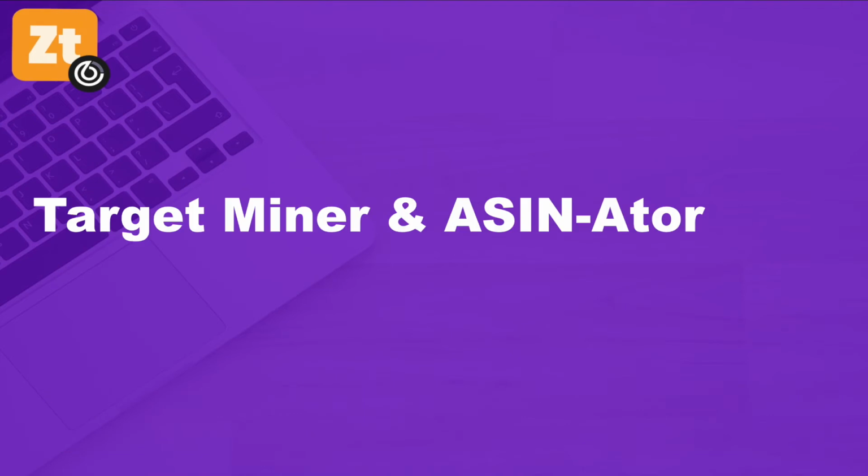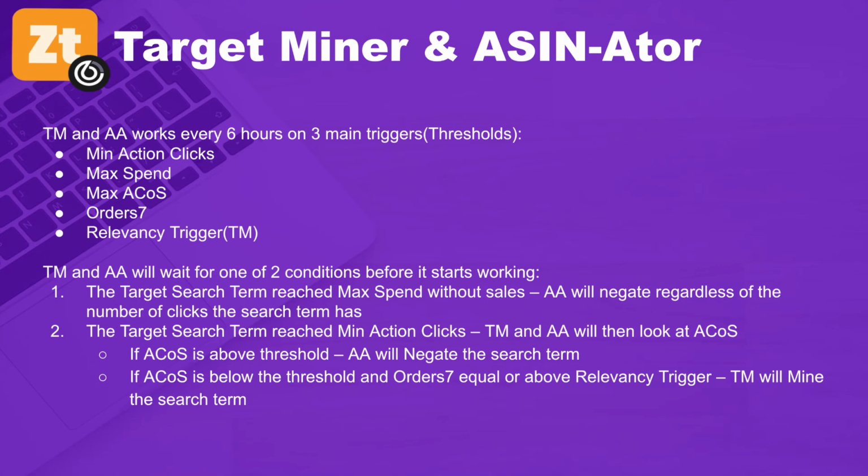Next on our rule parameters is the target miner and asinator. Same with our other rule parameters, target miner and asinator works every 6 hours on 3 main triggers, thresholds. These are minimum action clicks, maximum keyword spend or max spend, maximum ACOS or maybe you're more familiar with it as target max ACOS, the orders 7, and relevancy sales. Target miner and asinator will wait for one of the two conditions before it starts working. If the target search term reached the max keyword spend and without sales, asinator will negate the search term regardless of the number of clicks the search term has.